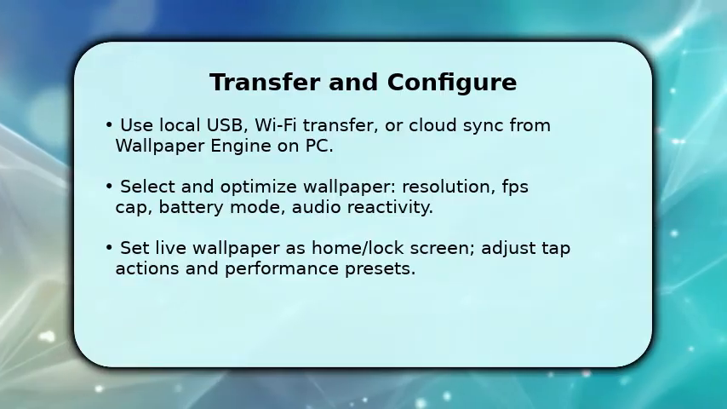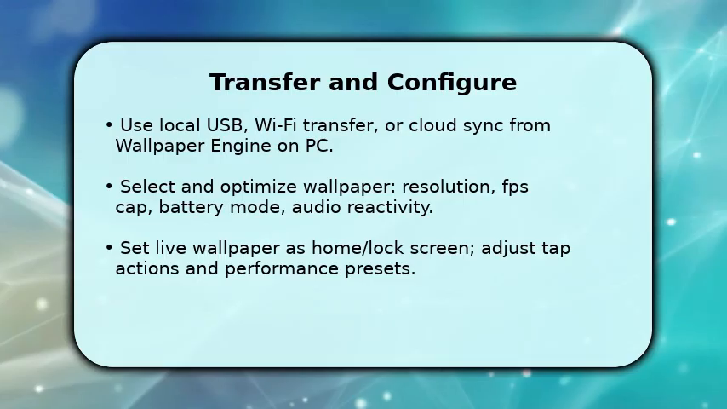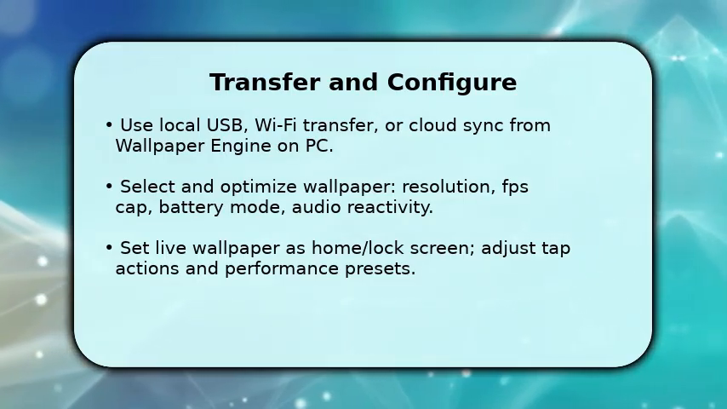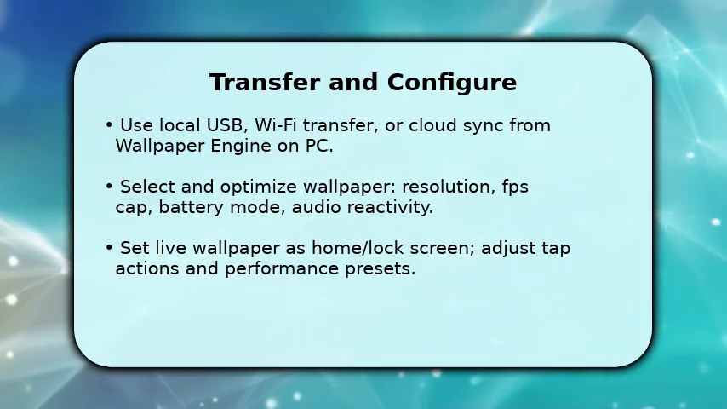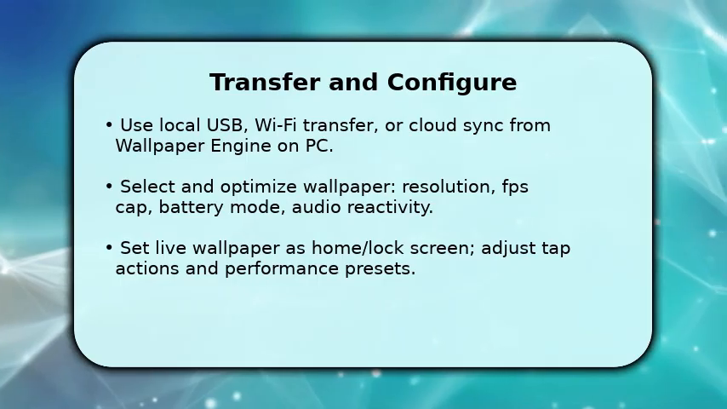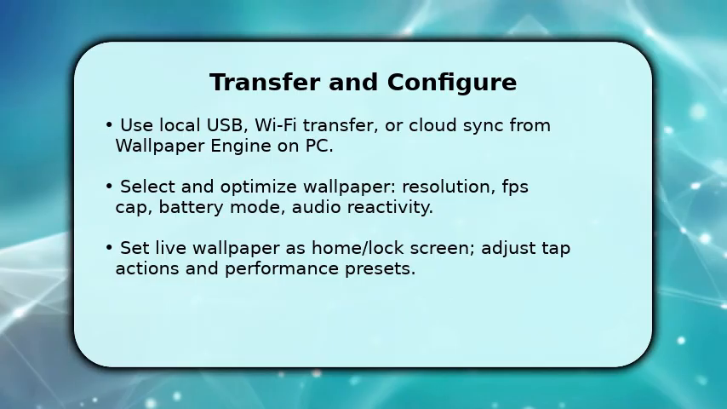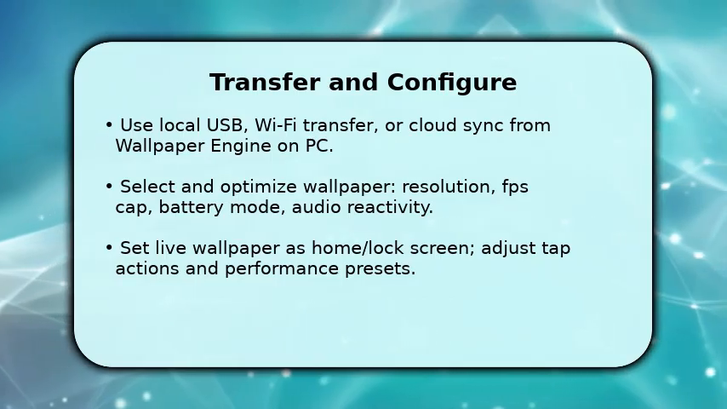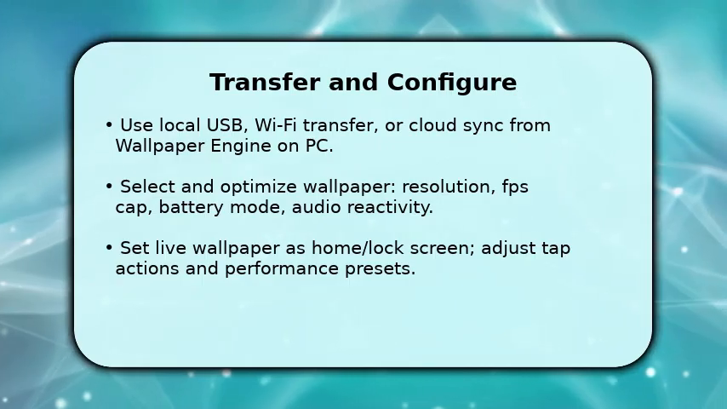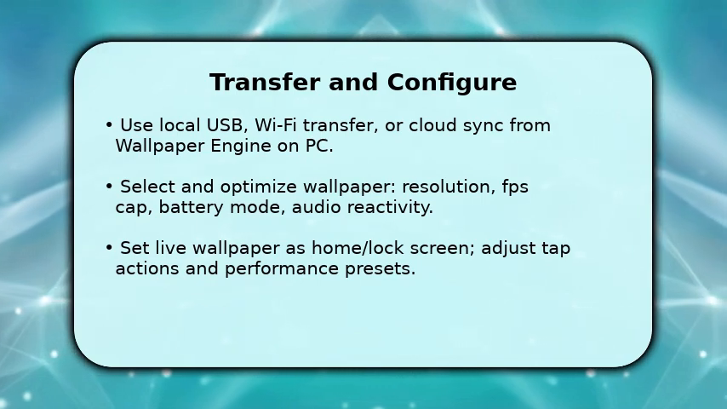Now you move content and configure settings. Transfer your chosen wallpapers via USB, Wi-Fi streaming, or cloud sync from the desktop app. You should then open the companion app, import the file, and inspect resolution and FPS, lower both to save battery. Enable battery mode for background efficiency and toggle audio react if desired. Once configured, set the live wallpaper for home and lock screens, assign tap gestures, and choose a performance preset so visuals look great without draining resources.